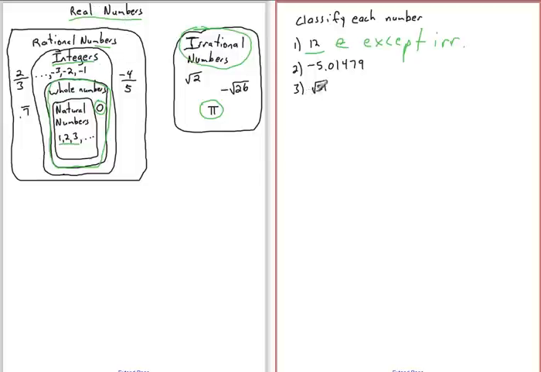Number 3 is the square root of 21. So we have to first decide if that's a square number. So no, it's not a square number, so that means it is irrational. And if it's irrational, it's also real. So real and irrational.